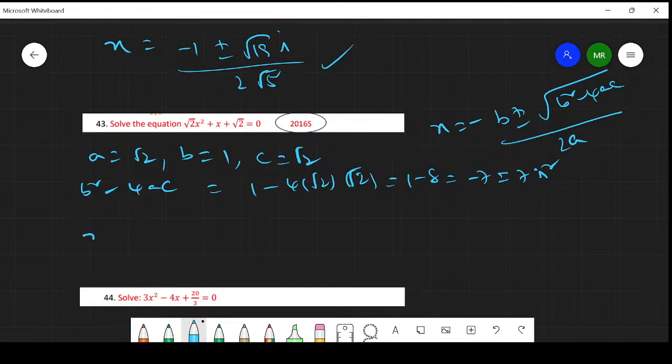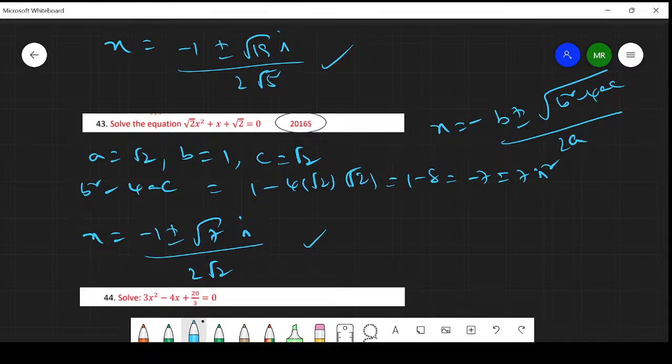Now x is equal to minus 1 plus or minus root of b square minus 4ac, which means root 7i by 2 root 2. That's all. I think you understood this, I have done it in a very simple way. So another one more problem I am going to complete now.